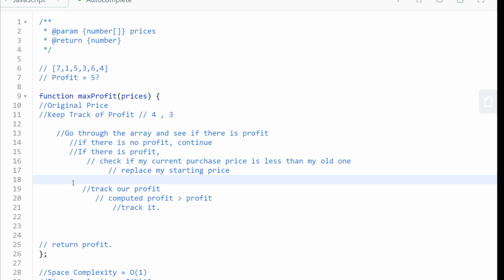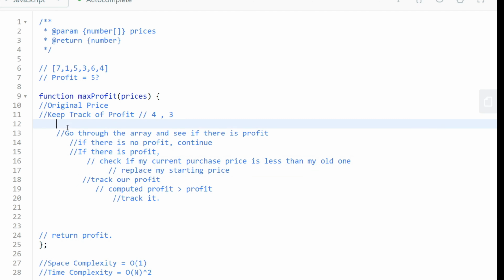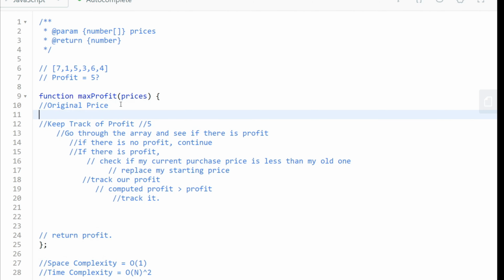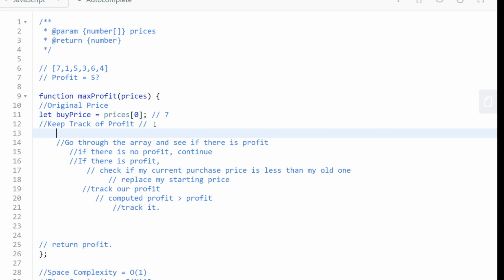So let's actually try to code this now, right? The pseudocode is up here, and the value here was originally 5. So let's actually code this problem. Let's set the original price. Let buy price, or let's say buy price actually, equal the first value for now, prices at 0. In this case, it's $7. And let's keep track of profit. So let profit equal $0 first. And remember, we have to return our profit. Cool.